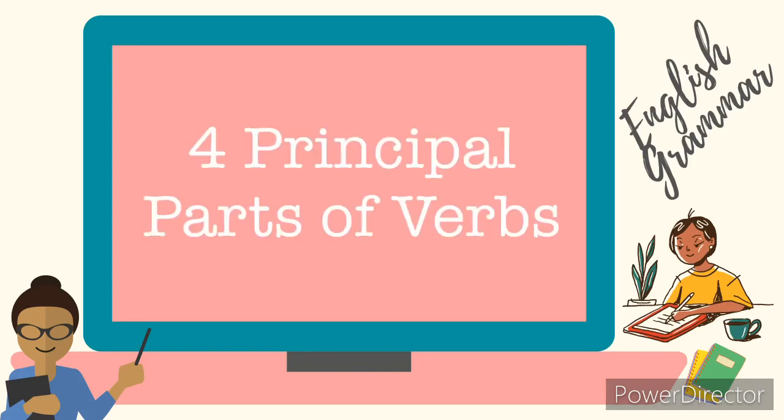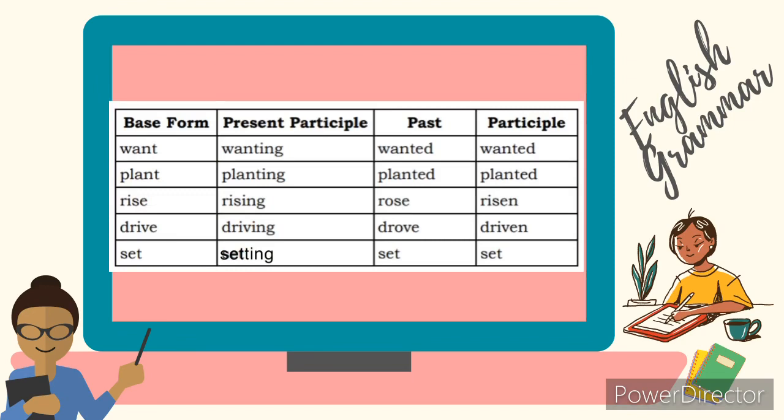Basically, verbs have four principal parts, known as the base form, present participle form, past form, and past participle form. For examples, we have the verb want as the base form, wanting as the present participle form, wanted as the past form, and wanted as the past participle form. Next is plant as the base form, planting as the present participle form, planted as the past form, and planted again for the past participle form.